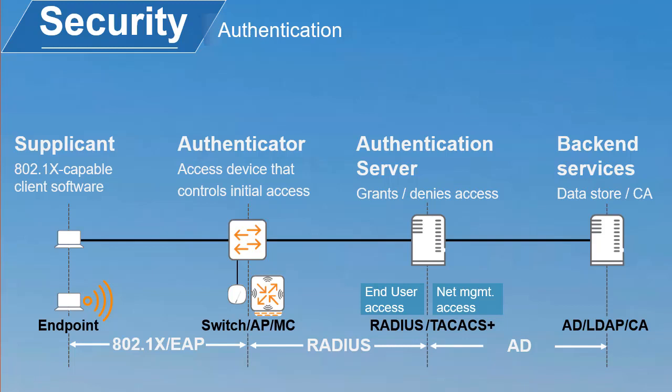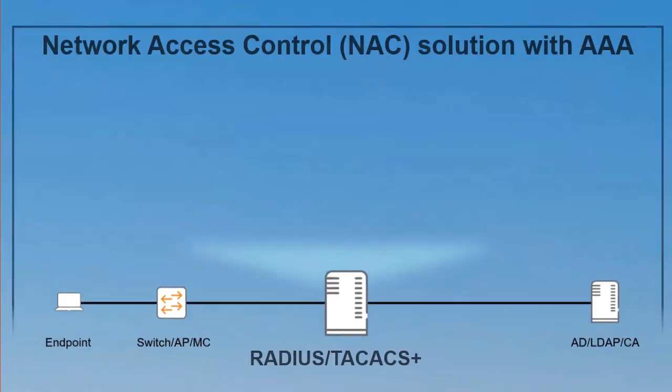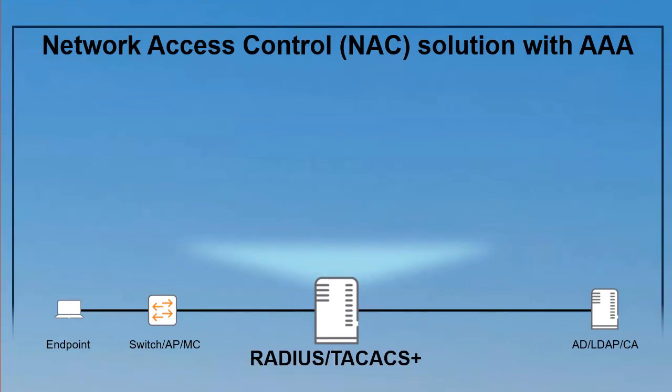Some deployments might use a Lightweight Directory Access Protocol, or LDAP, database, and you might also have a certificate authority or CA service for even tighter endpoint and end-user authentication. So this is a common network access control, or NAC, solution based around running AAA services on the authentication server. So, the 3 A's of the AAA service.